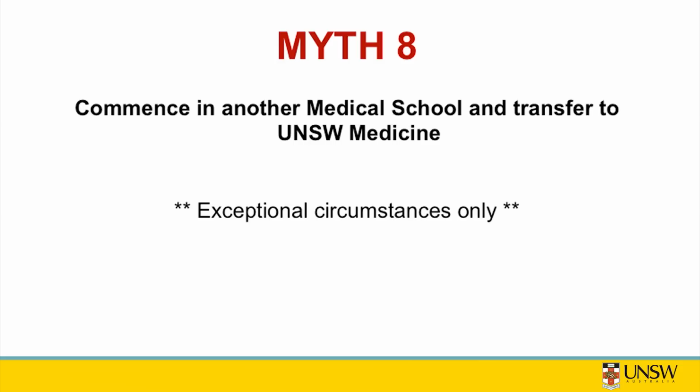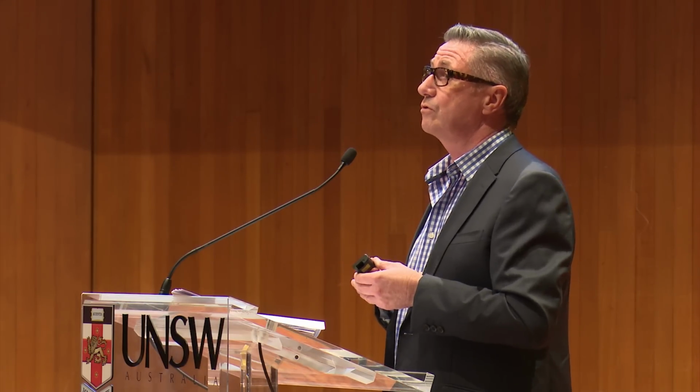We want to know that you are realistic about your chances of getting into medicine. Commencing in another medical school and then coming to UNSW, well, that just doesn't work. It's exceptional circumstances only. We have 2 or 3 places available every year. We will not consider you for a transfer if you have applied to UNSW Medicine before. We always think that it's better for you to continue your medical program at the medical school that you've commenced in. It's based on need and academic merit, but like I said, we only have 2 or 3 places available, and those transfer students, because of the structure of our program, will need to start in year 1 anyway.